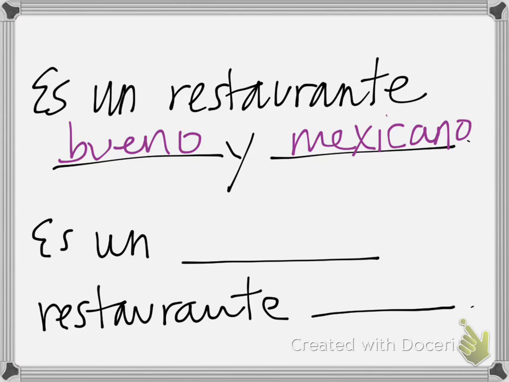Another way that you can do this is that you can place one of the adjectives before the noun and then one of them after, if you're using two of them. Okay, you're actually going to place the more subjective adjective before the noun. For example, the restaurant's either Mexican or not. Okay, so that's not subjective. However, the restaurant being good is subjective because it's your opinion. So I could say, es un buen restaurante mexicano.